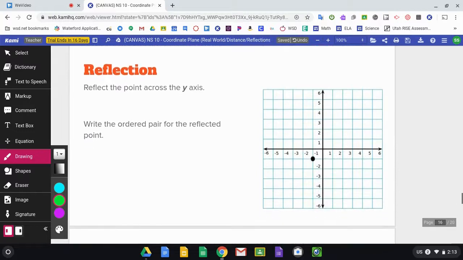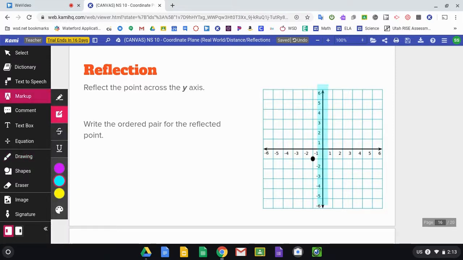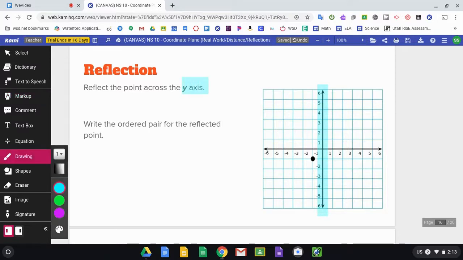All right, try this next one on your own. Go ahead and click pause. Welcome back. All right, we are going to reflect across the y-axis again. That's what it says. So across the y-axis. So if I imagined this folded across that blue line, my new point would show up right here. And I would have the ordered pair of +1, -1. Ask yourselves, since I went across the y, did my y number stay the same and my x number become its opposite?